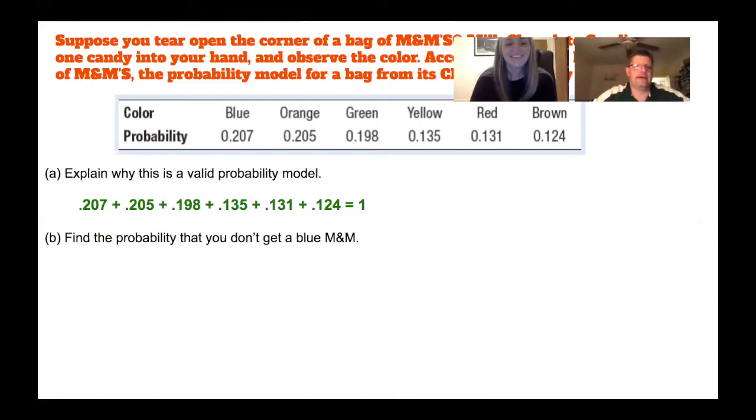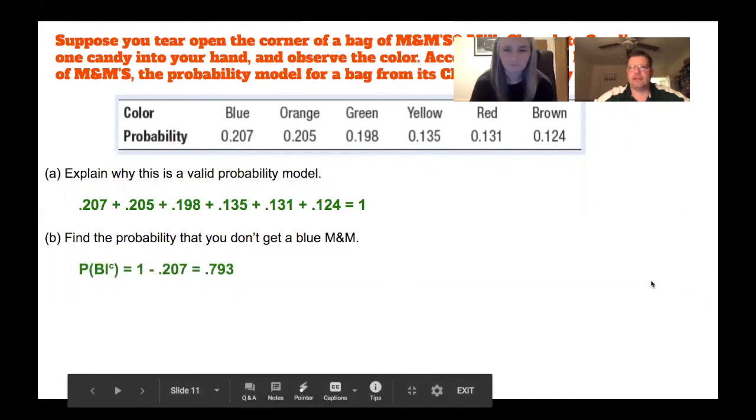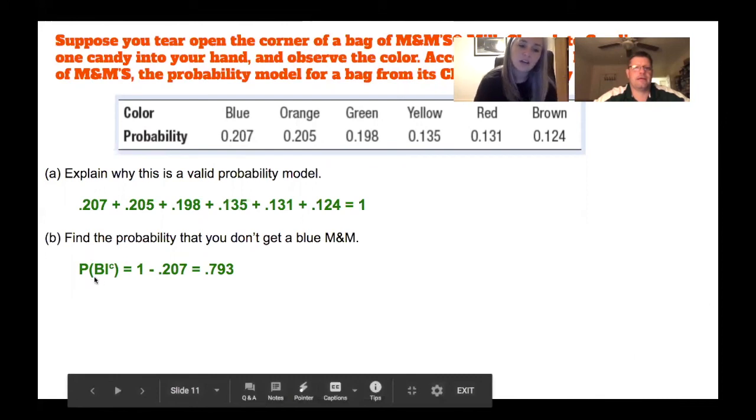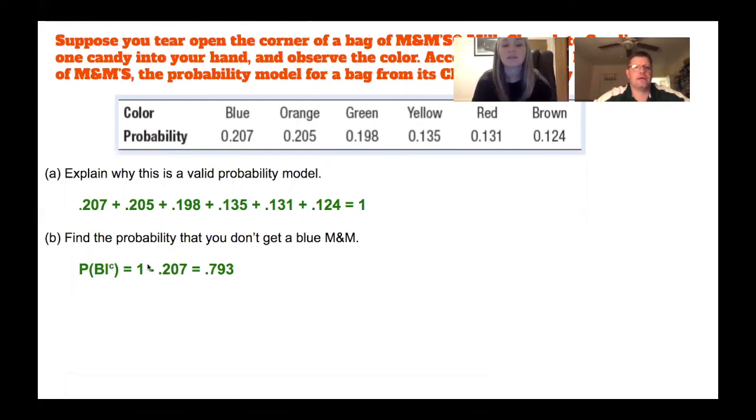Find the probability that you don't get a blue M&M. Well, the probability of me getting a blue M&M is 0.207. So can I just do the opposite thing again that I did a minute ago? Can you also add orange plus green plus yellow plus red plus brown? I could, and we get the same answer, but 1 minus 0.207 is a little faster. And here is your probability notation: the probability of blue complement, because I'm going to do 1 minus. If you do probability of blue without the complement symbol, then just add up all the numbers.